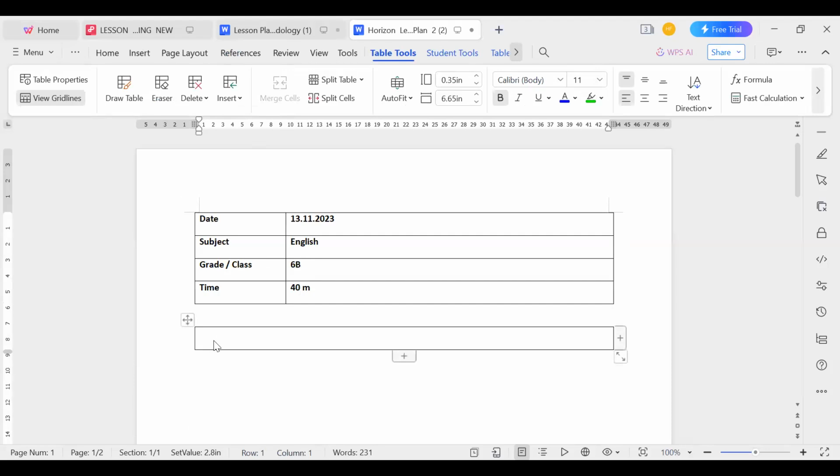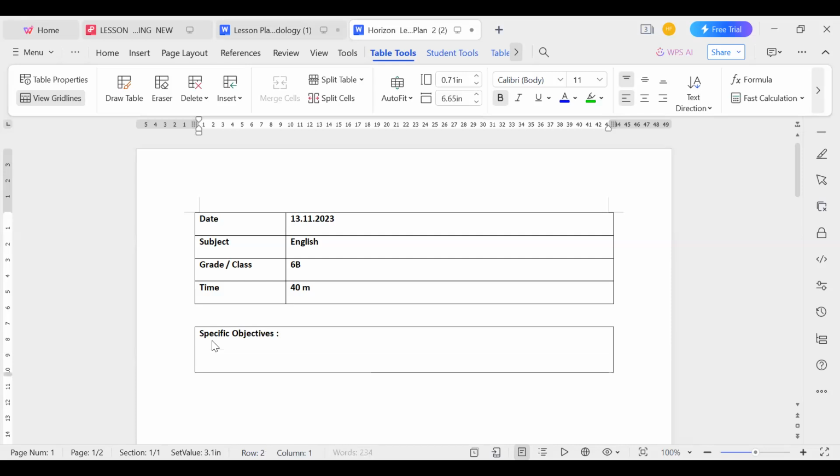Specific objectives of the lesson. So what are the specific objectives? Now we are writing specific objectives. When we write specific objectives, we have to write SMART objectives. So we say, at the end of the lesson, students will be able to. That is the step.